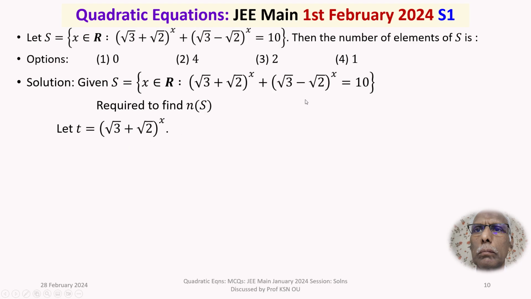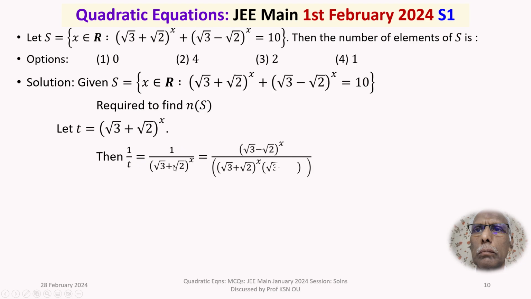And we see this root 3 minus root 2. Who is this root 3 minus root 2? It is precisely 1 by root 3 plus root 2. This we know. And then 1 by t, if I write, then that will be 1 by root 3 plus root 2 to the power of x.